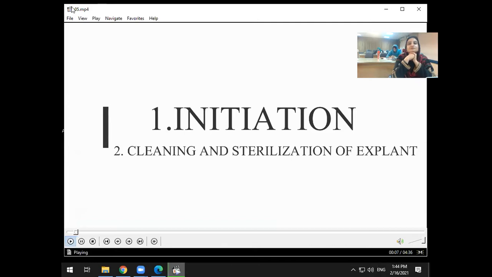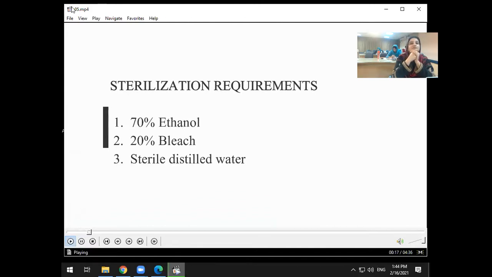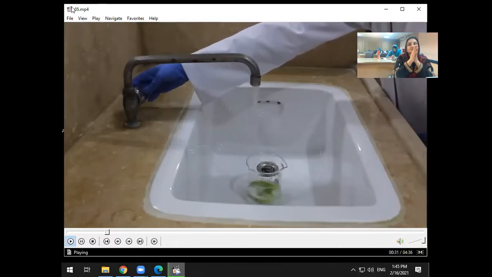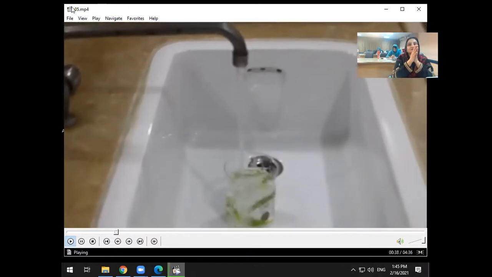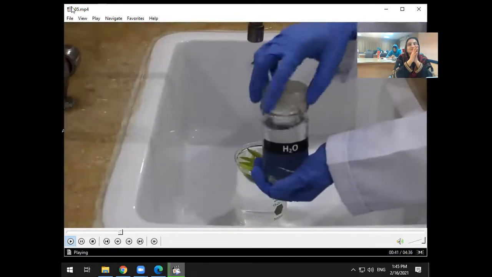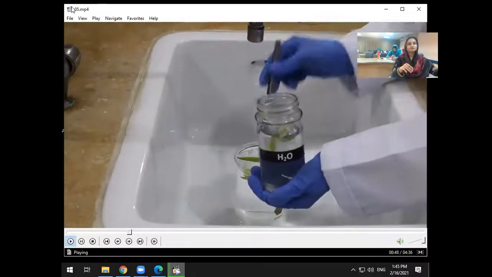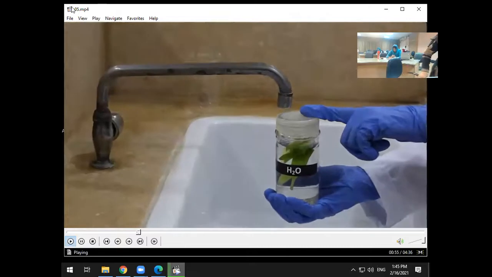Cleaning and sterilization of explant. Sterilization requirements are 70% ethanol, 20% bleach, and sterilized distilled water. Once the explant has been selected, take it into the lab and wash under running tap water for a few minutes. Shift plant into the jar or a screw-capped bottle before taking it to the laminar flow hood.